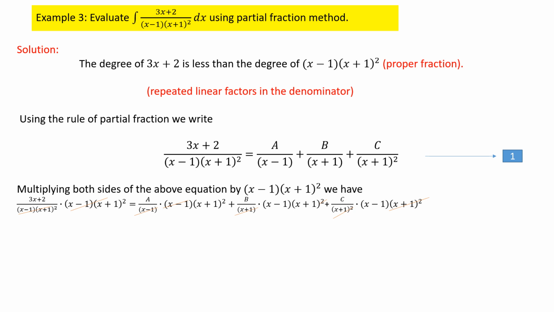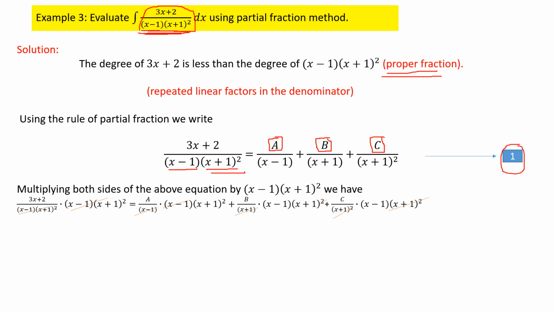Let us move on to question number 3. Evaluate (3x + 2) divided by (x − 1)(x + 1)² dx. As usual, in step number 1, we check and come to know it is a proper fraction. But this time, in the denominator we have a combination of linear and repeated factors. For the linear factor x − 1, I introduce the value A. For the repeated factor (x + 1) squared, I will write B and C. Then as usual, this is our equation number 1.